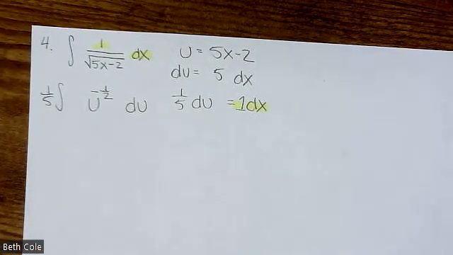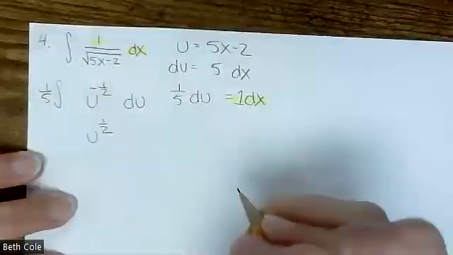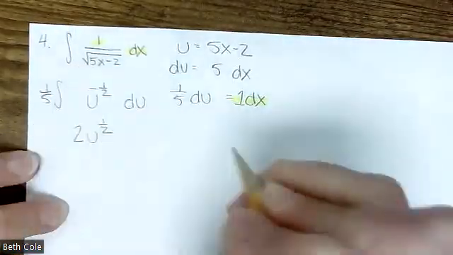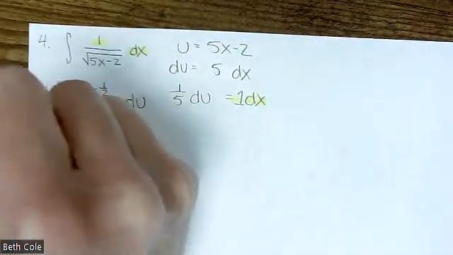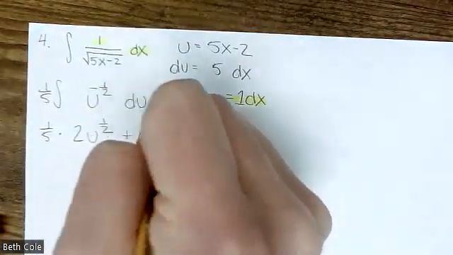Don't forget to actually do the antiderivative. I know it feels like you already did a problem, right? But you have to actually do the antiderivative. So add 1 to the power, -1/2 plus 1, it's +1/2. That means in front, you're going to put, good, a 2. The 1/5 is there because you had to do that adjustment, and then plus C.